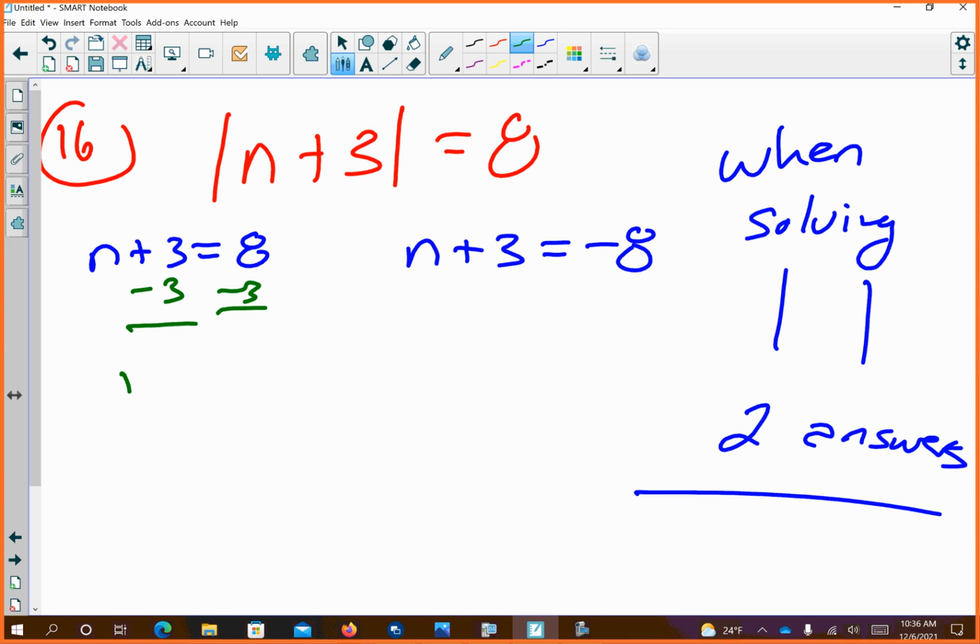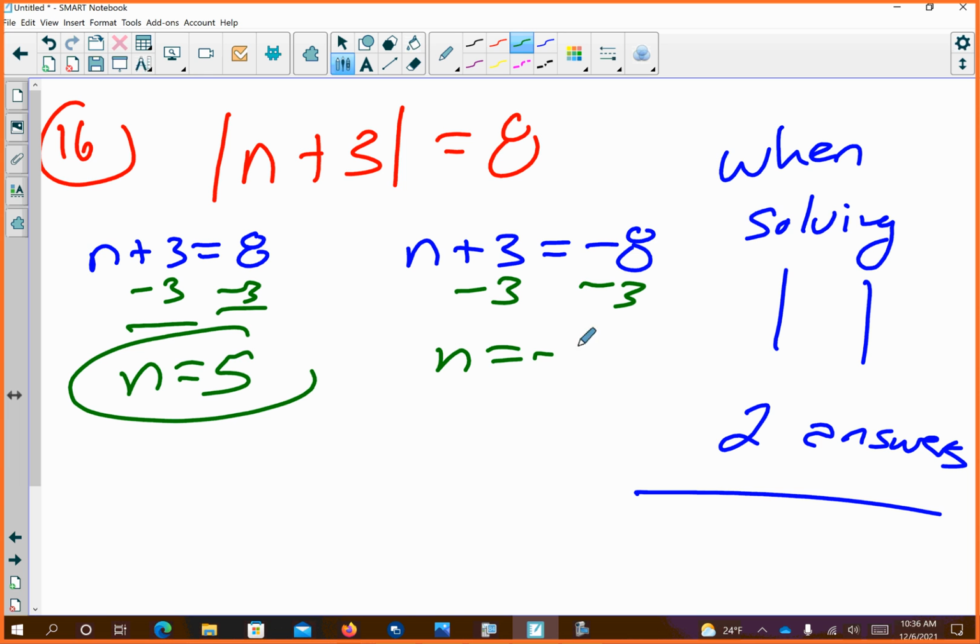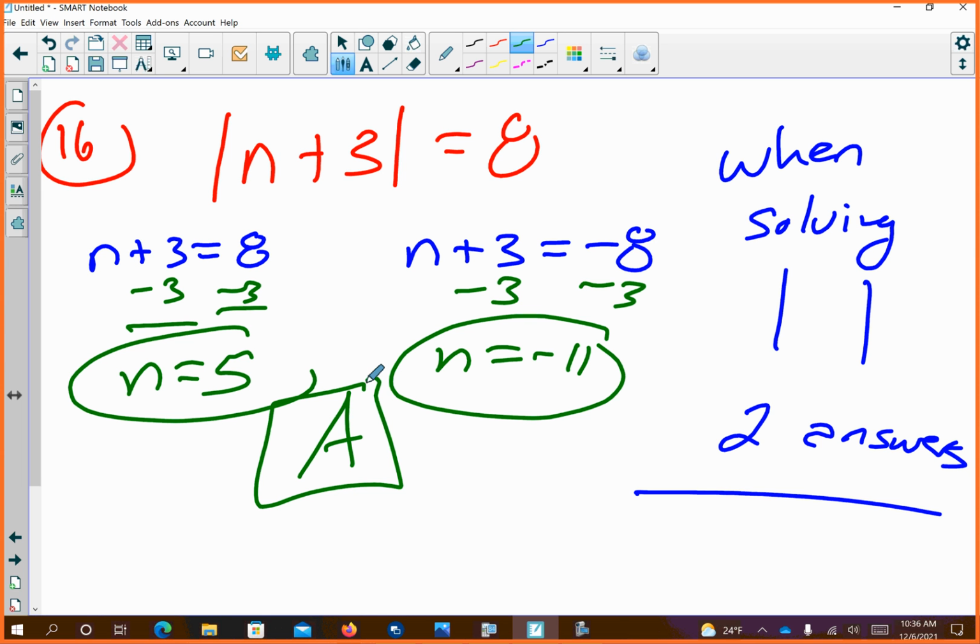Subtract 3, so n equals 5. And subtract 3, n equals negative 11. And number 16, I'm looking for 5 and negative 11. There's 2 answers. Looks like A. Is that right? Okay, so the big thing to note when you're solving for an absolute value: you drop the absolute value sign, you have it as it's printed originally, and then you change the sign on the other side. That's the easiest way to do it, okay?